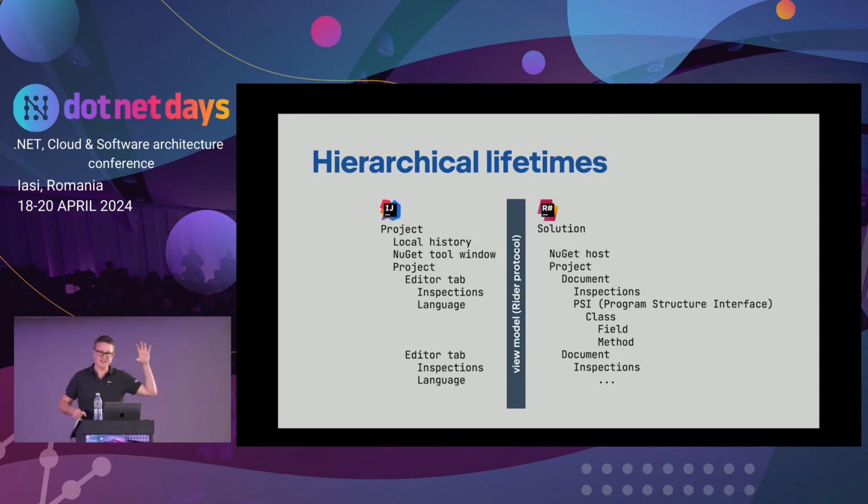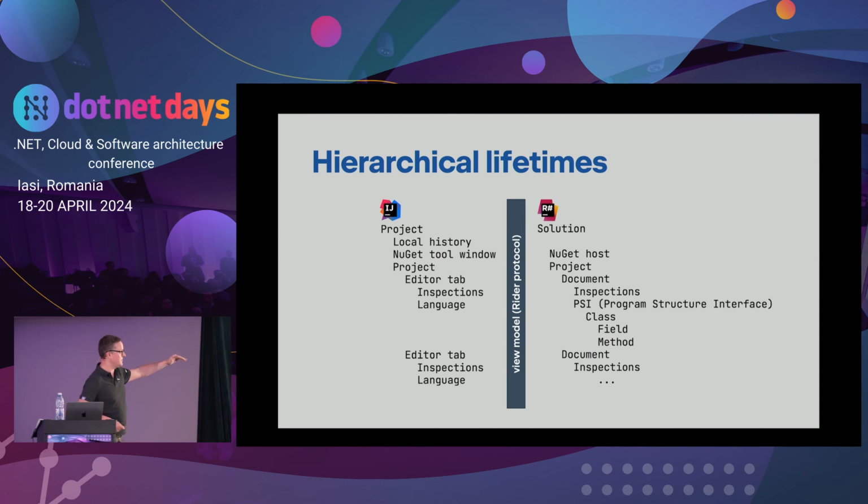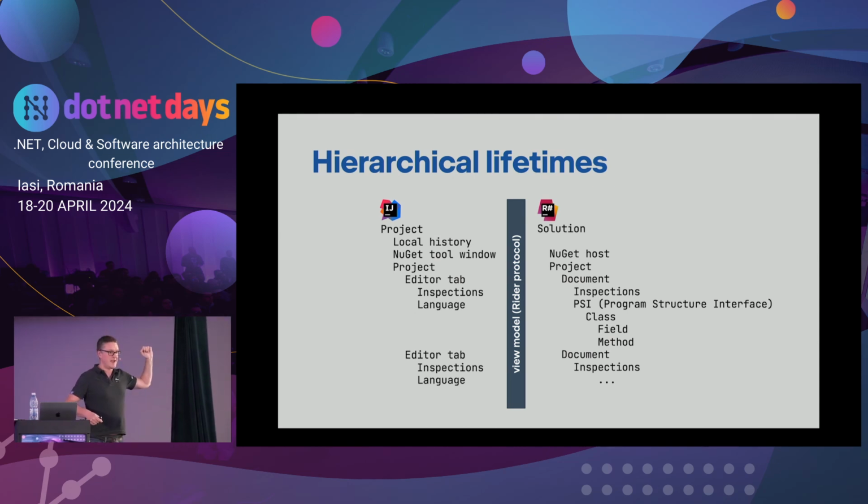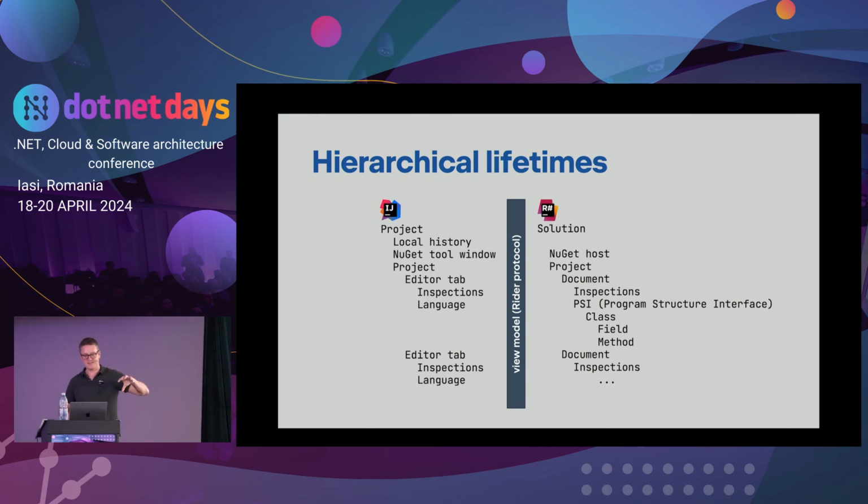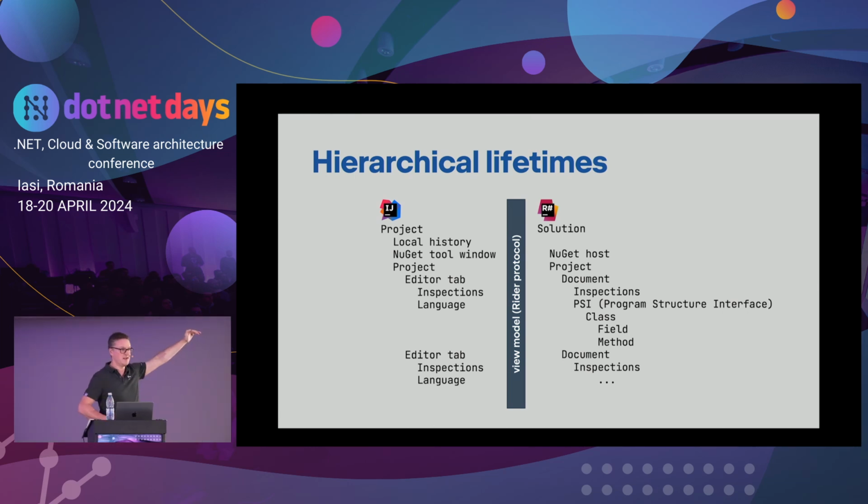Essentially, you see that there's a hierarchy of concepts that map from left to right, from IntelliJ to ReSharper, and from ReSharper to IntelliJ, and that are hierarchical. They also subscribe to a lifetime, which means that, for example, if I close a project, the entire hierarchy underneath of that project is going to be destroyed.